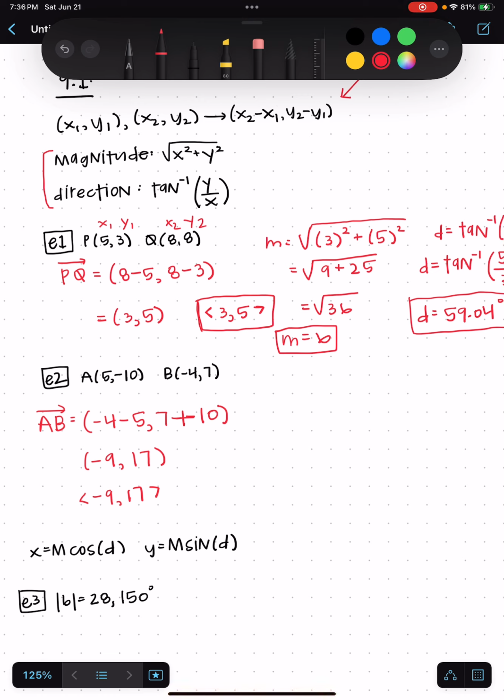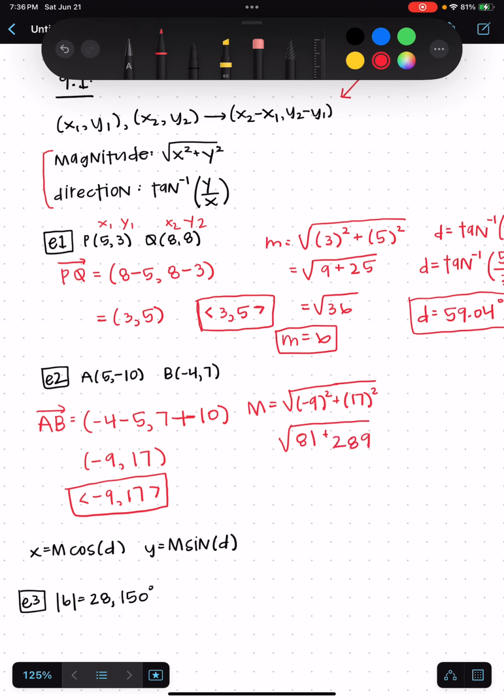So there is my component form of the vector, and now that I have that, I can find the magnitude and direction. So for magnitude, we are going to use the square root of x squared plus y squared, so it'd be -9 squared plus 17 squared. Those are big numbers, so I'm going to use my calculator. We know it's going to be the square root of 81 plus, I do not know what 17 squared is, 289.